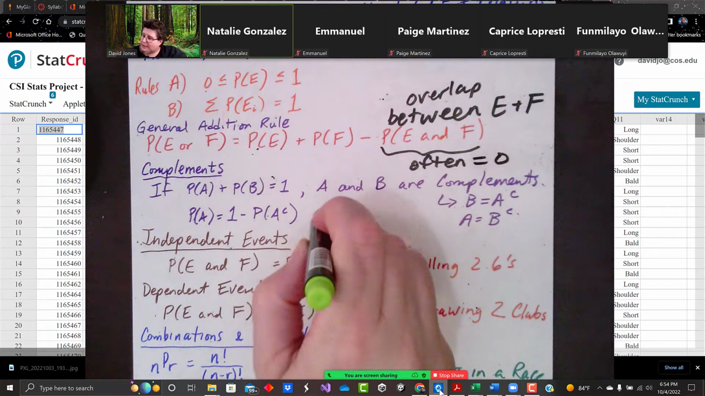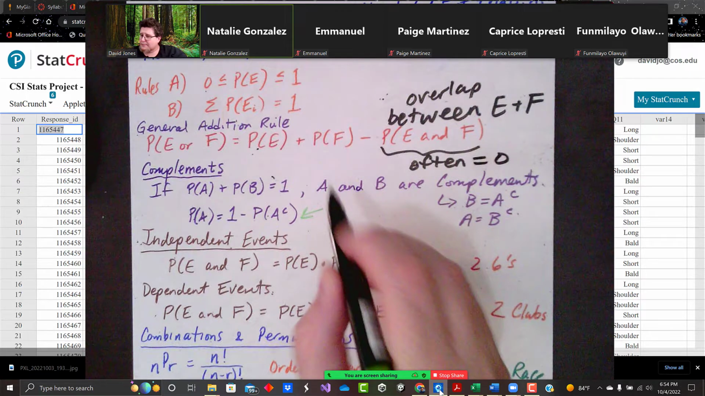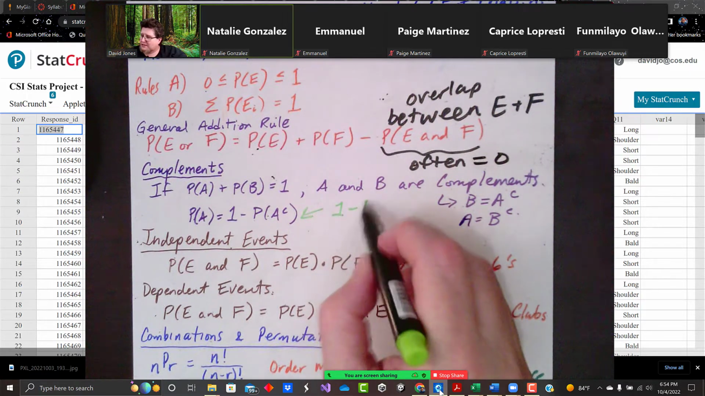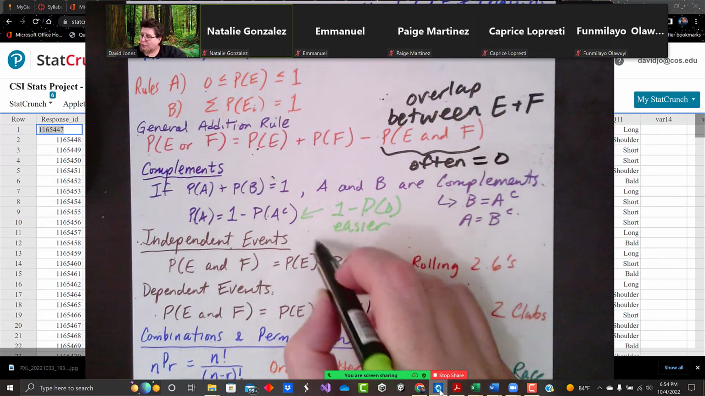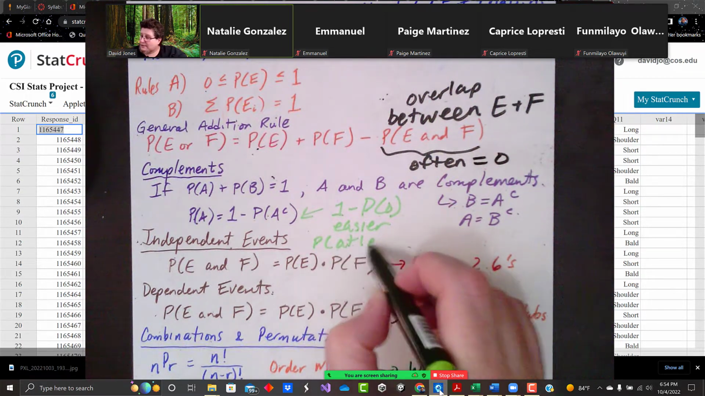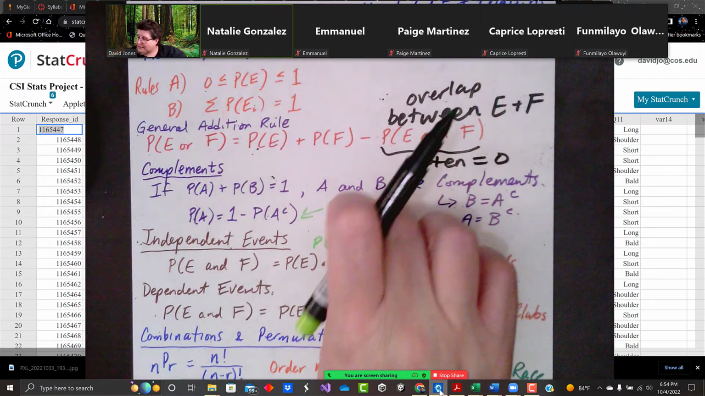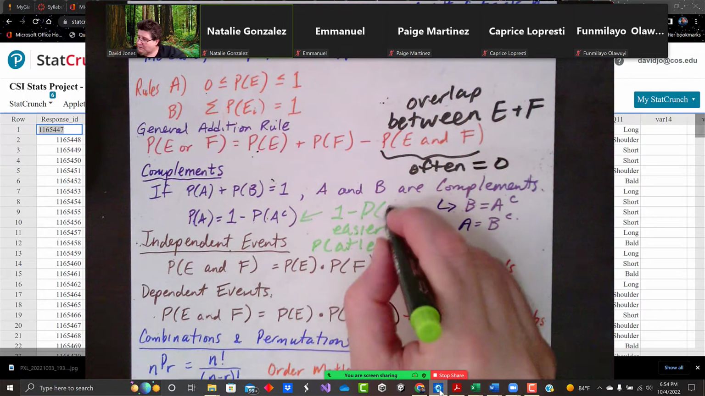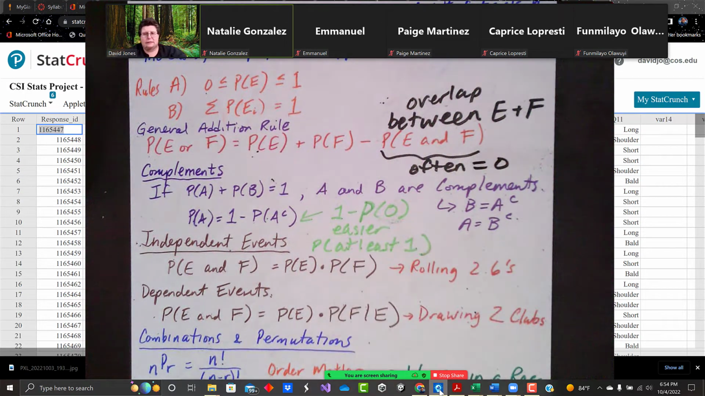This is used a few times, like later on in the binomial probabilities. Sometimes doing 1 minus P of 0 is easier than probability of at least 1. That should be a 0. And that should be a P. So calculating probability of 0 and then subtracting from 1 is definitely a lot easier than doing at least 1, where you've got to do them all.